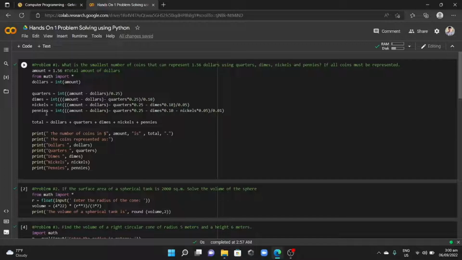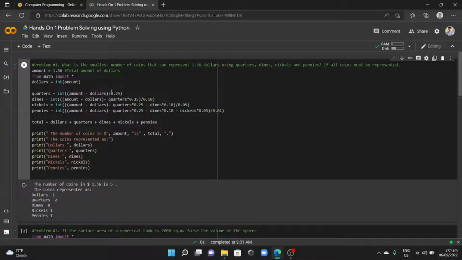For the totaling of the coins, we have total is equal to dollars plus quarters plus dimes plus nickels plus pennies. And then we are going to display the results. We have print, the number of coins in dollars, and the amount later on is, and the total later on. Then we are going to print the coins represented as dollars, quarters, dimes, nickels, and pennies. So we are going to run the code.